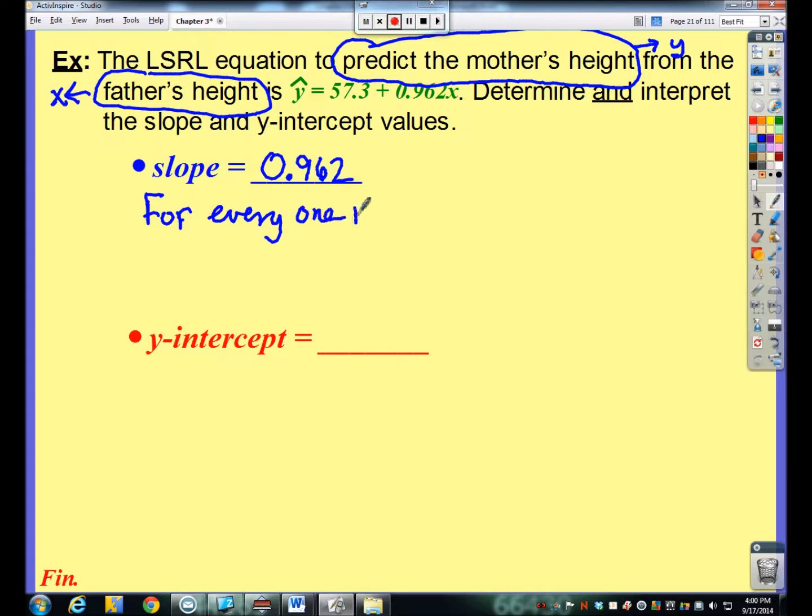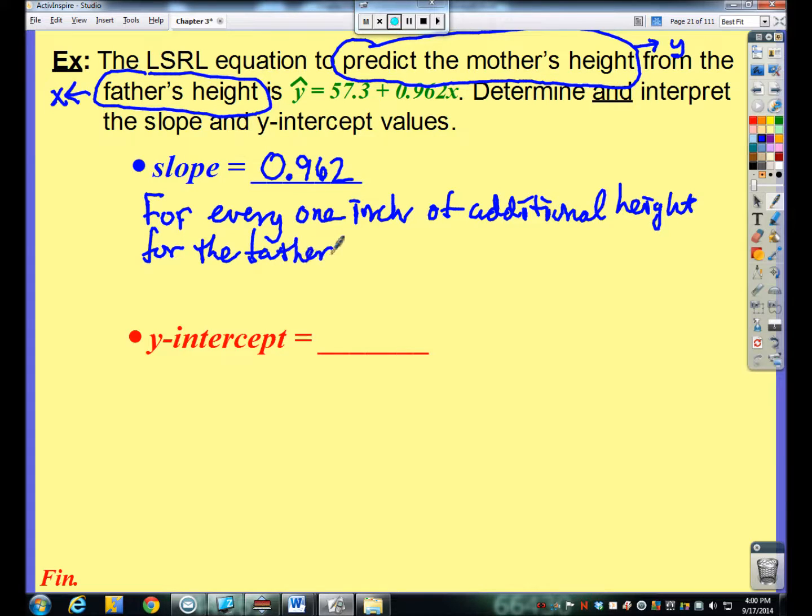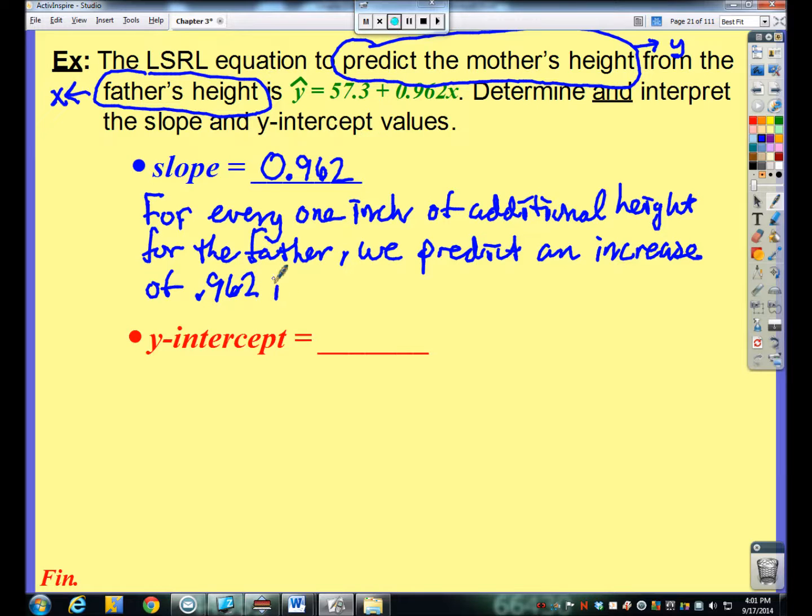Or we could just say for every 1 inch of additional height for the father, we predict an increase, because our slope was positive, an increase of 0.962 inches in the mother's height. Technically the mother is shorter than the father on average. So for every 1 inch of your father's height, you could take 0.962 inches of that 1 inch and apply it to your mother's height.